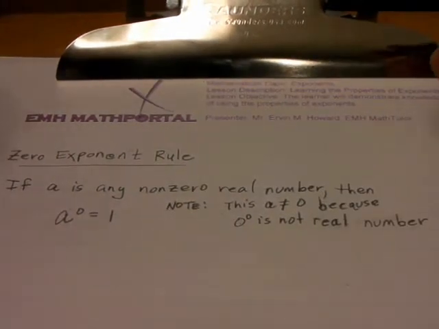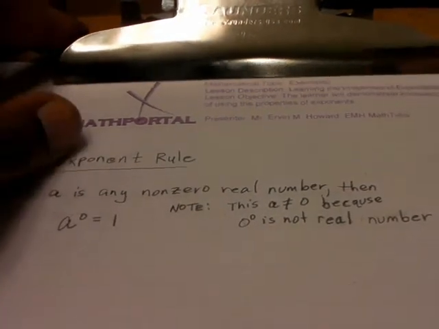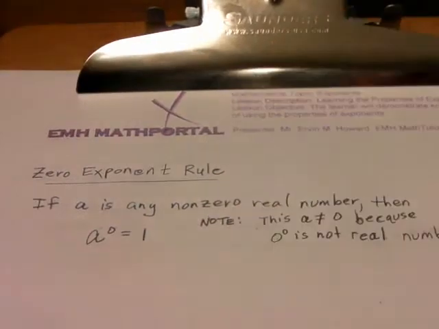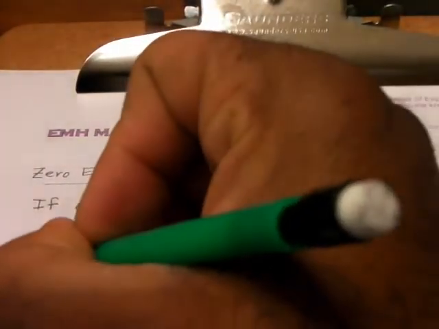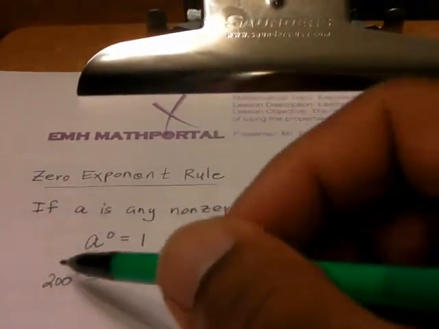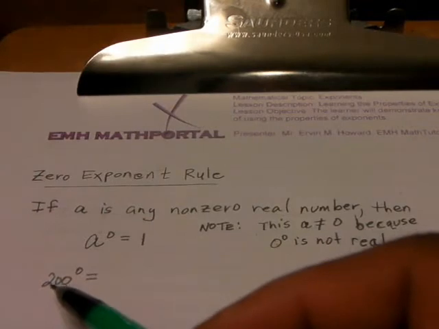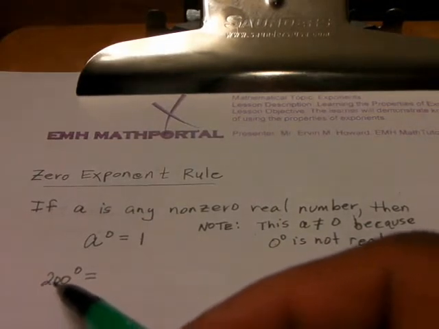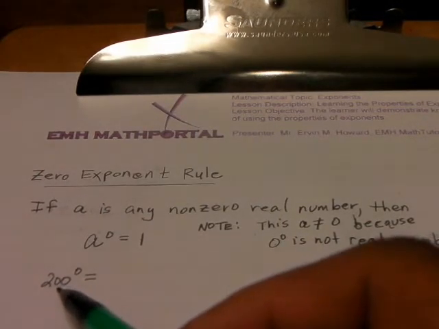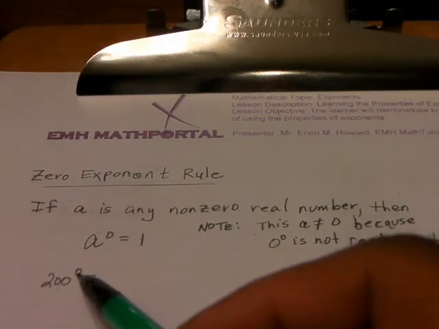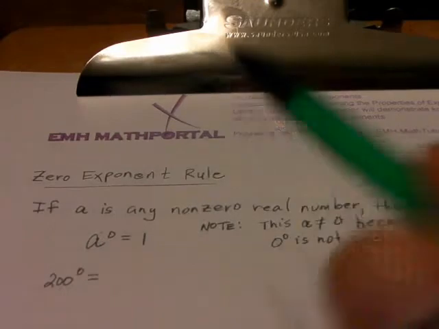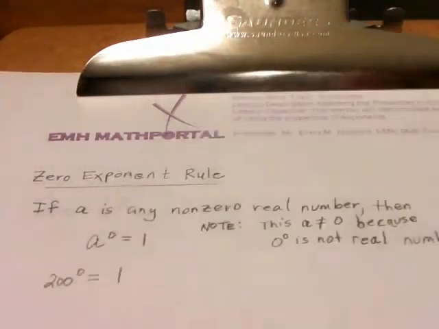Okay, let's look at some examples. Suppose I have this problem right here, 200 raised to the power of 0. If you look at 200, it is a base that is a non-zero real number, and it's raised to the power of 0. So it does apply to the formula, and that will give you the value of 1.